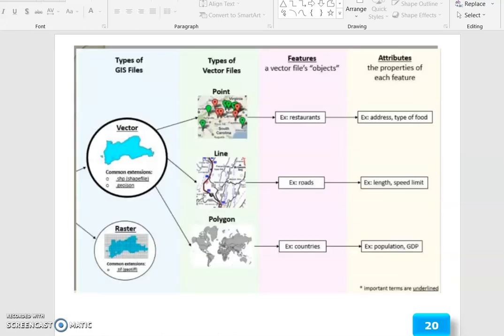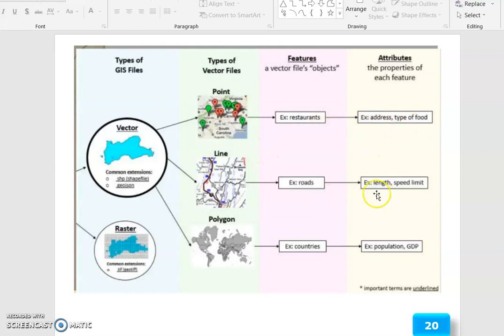So the types of GIS files: vector and raster. Types of vector file: point, line, and then polygon. So see from the feature, for example a restaurant is a point, then a line is like a road, a polygon is like a country. So the attributes from that: restaurant address, types of food.